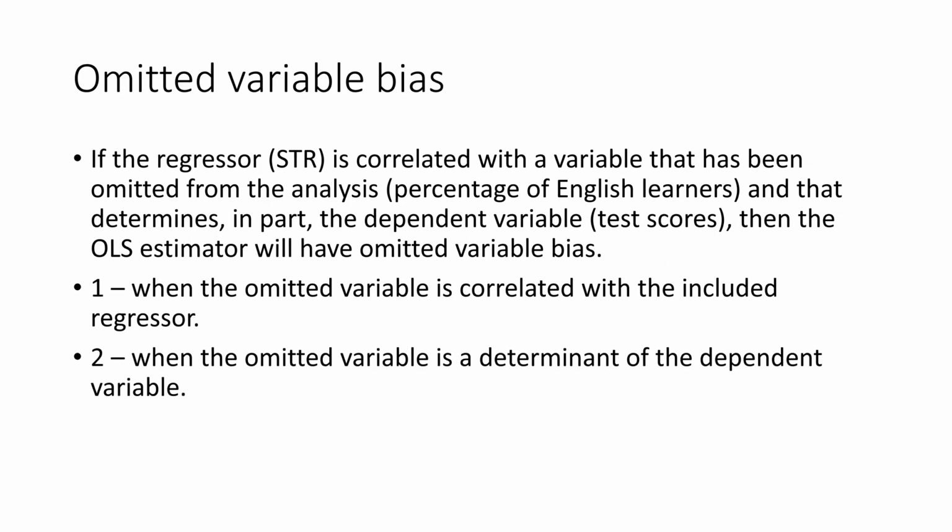And there we go. When the omitted variable is correlated with the included regressor, and when the omitted variable is a determinant of the dependent variable. Those are the more formal rules. But if you think it's going to have an impact on our findings, then it's likely to be something you should include in the regression.